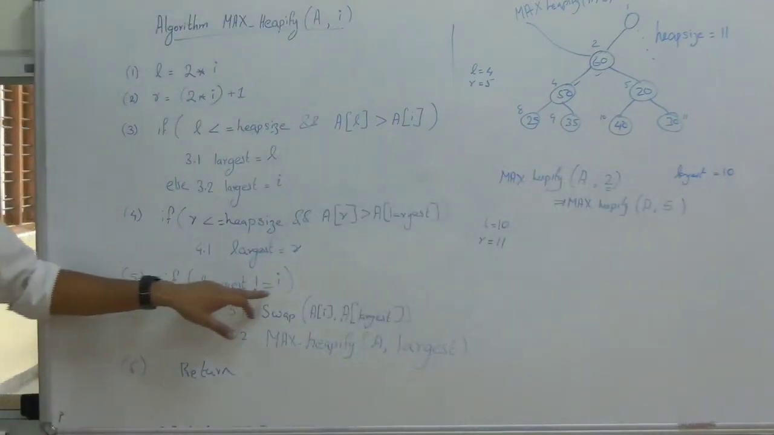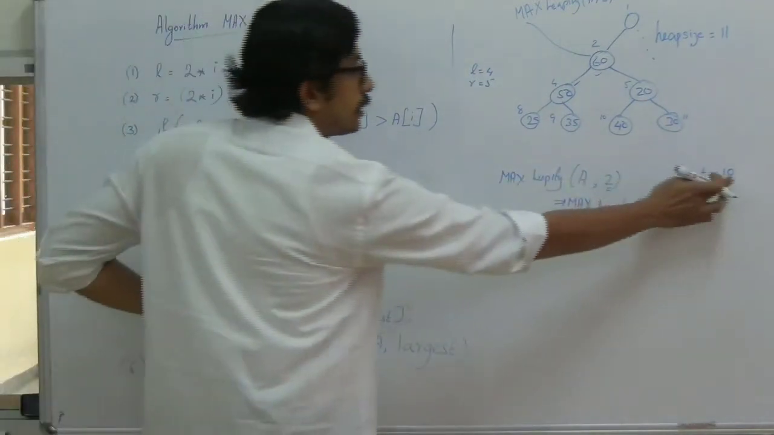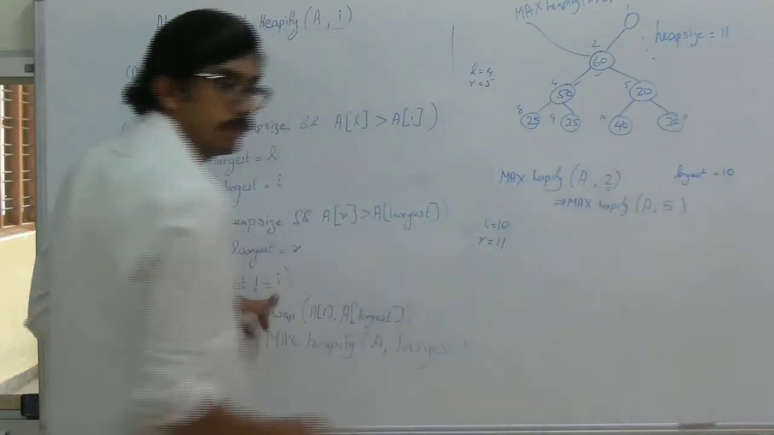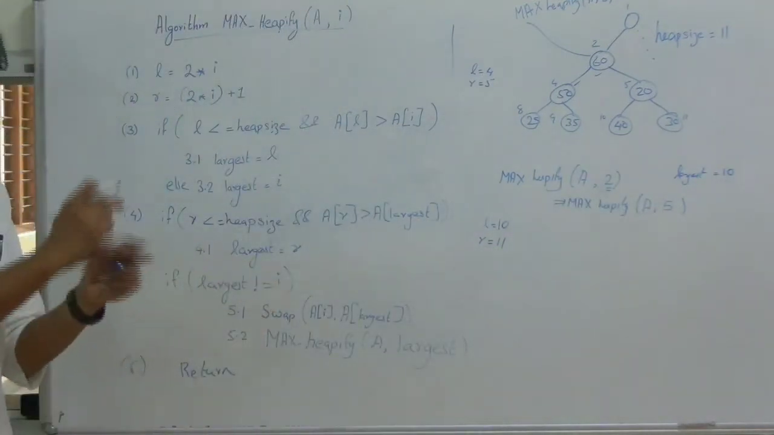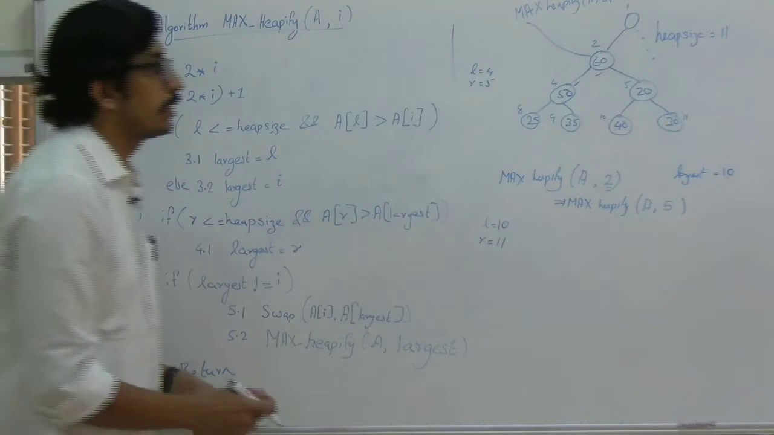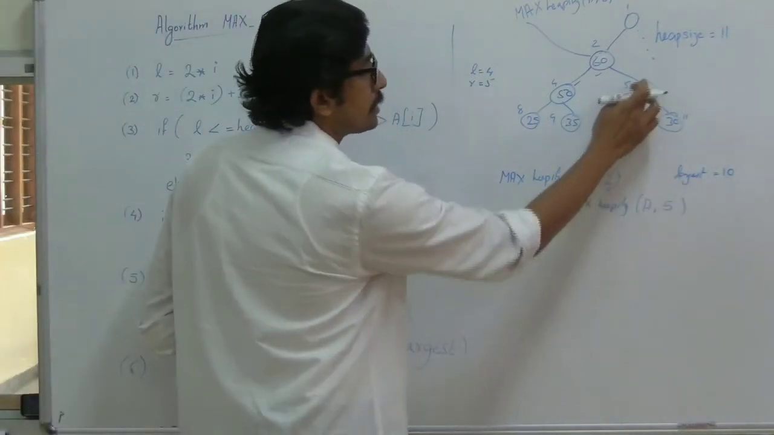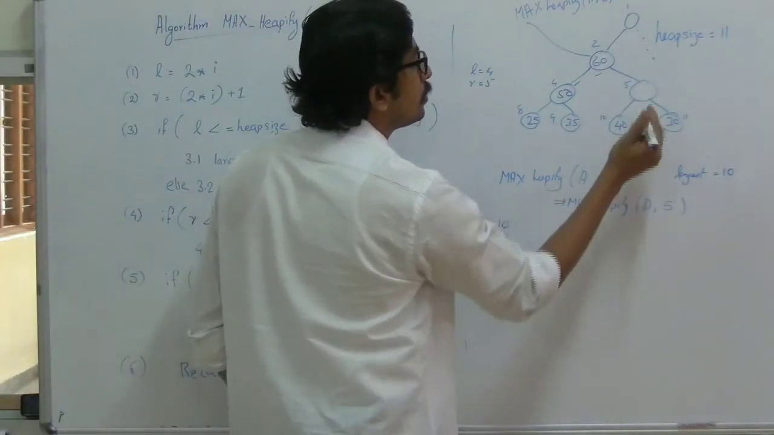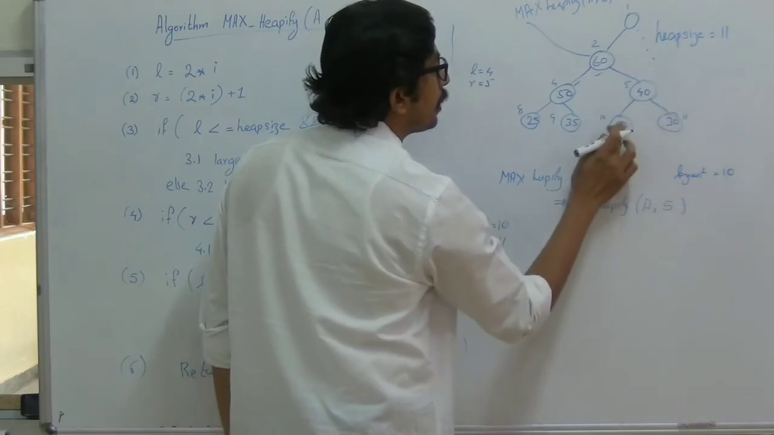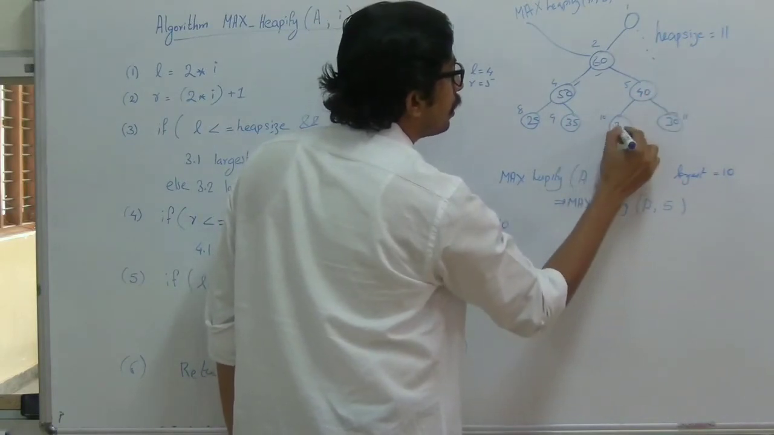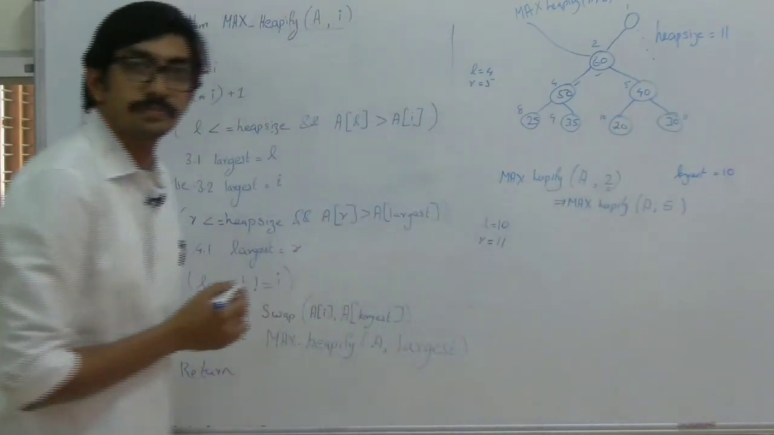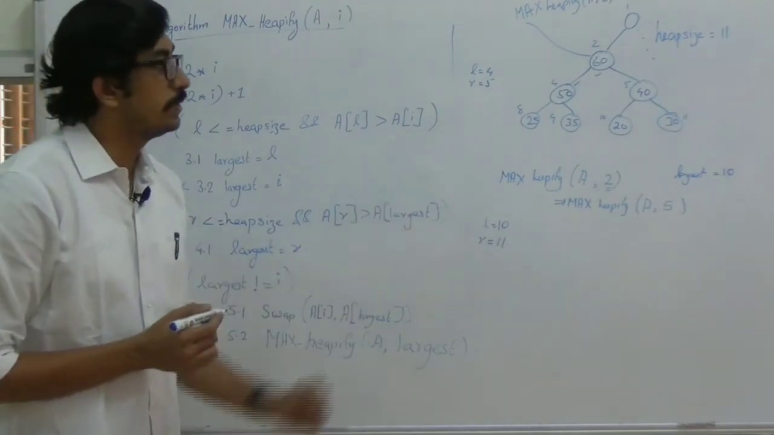Again we are checking whether largest is equal to I. Whether 10 is equal to 5. No, condition is false. So which means there is another swap required. So largest and I will be swapped. So 40 will come over here and 20 will be over here. Okay, so this much is clear.